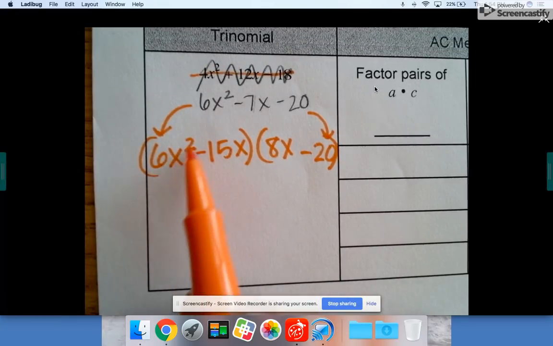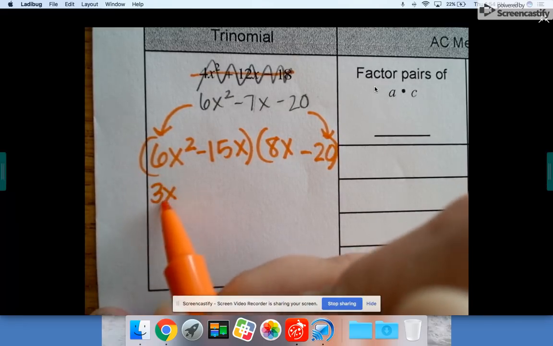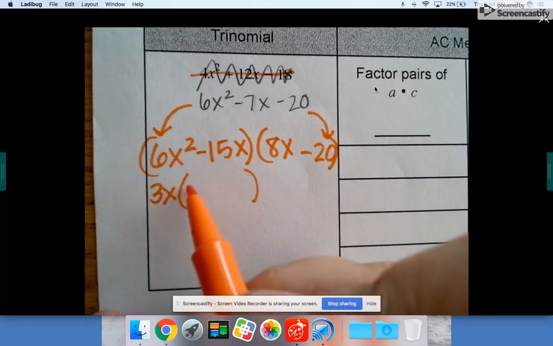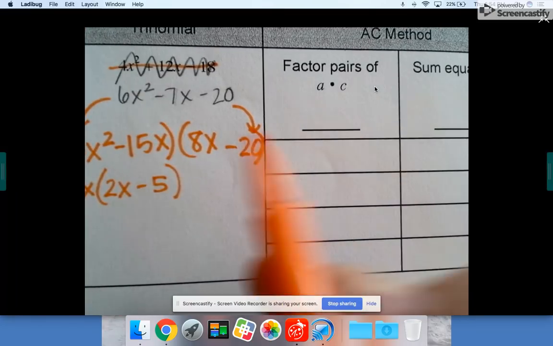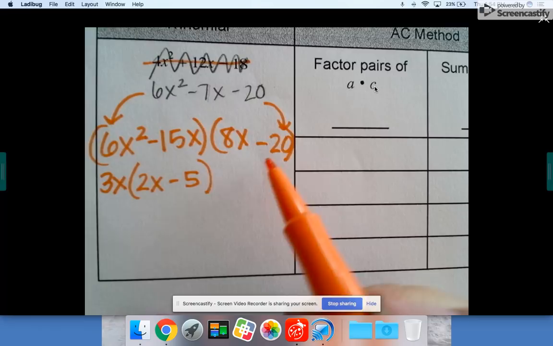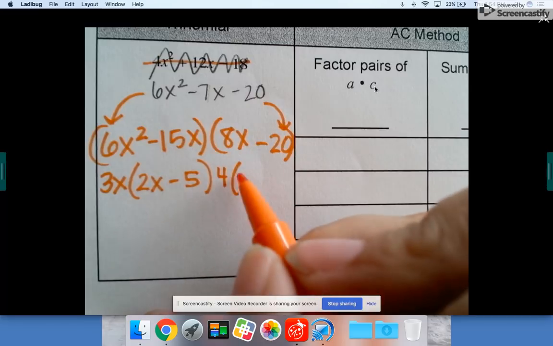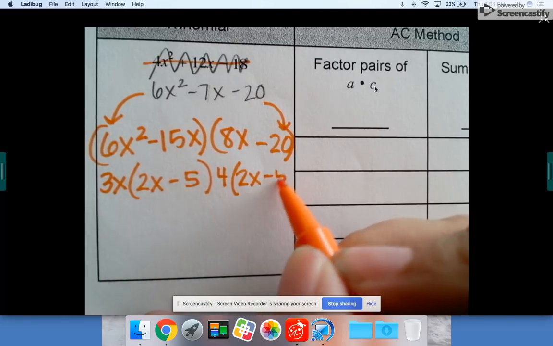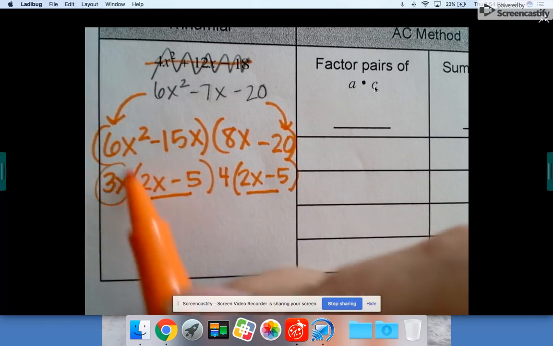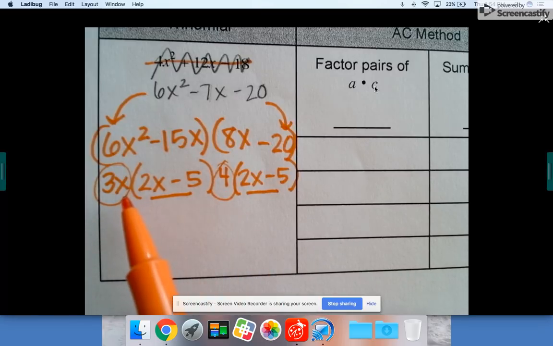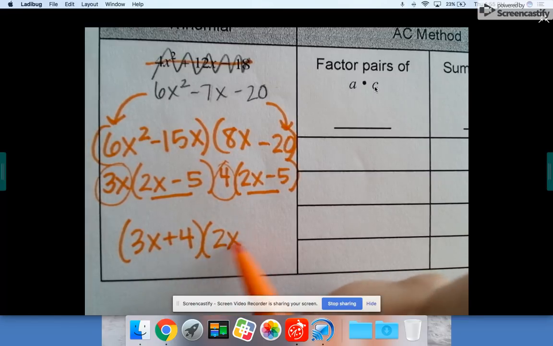The greatest common factor of 6x squared and negative 15x is 3x. And then we're going to reverse distribute it. That would be 2x, and that would be minus 5. All right, what is the greatest common factor of 8x and minus 20? Should be 4. So if we pull out a 4, that would leave 2x and minus 5. And again, if you got the same answer here and here, you did it right. And the other binomial we're looking for are the numbers out front. So your answer is 3x plus 4 and 2x minus 5.